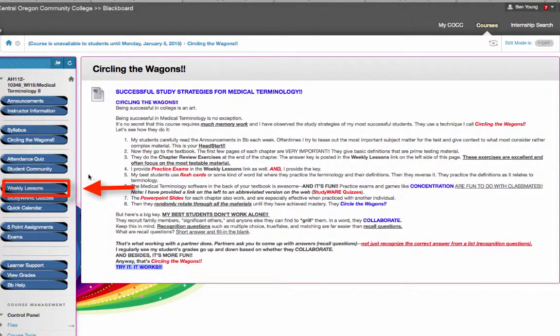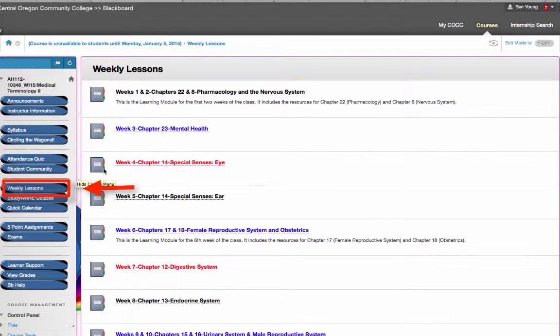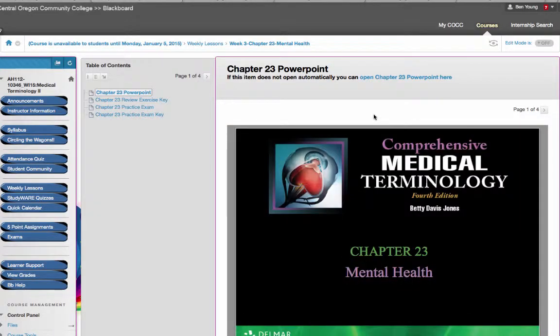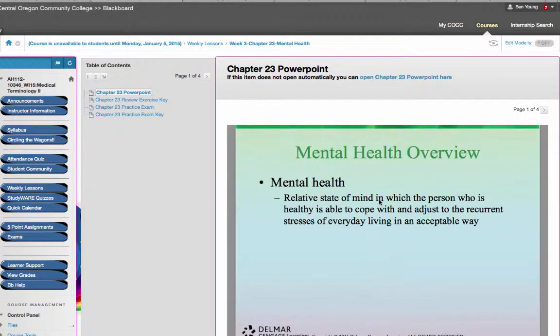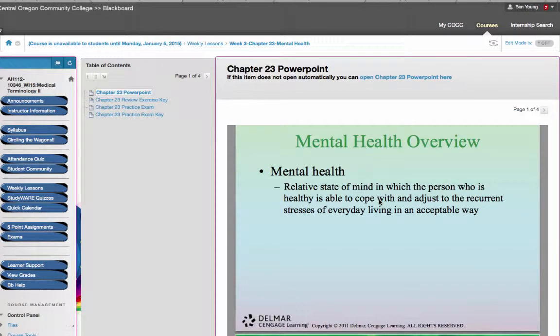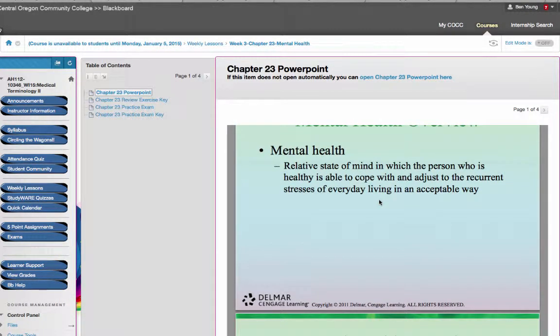Okay, let's take a look at the weekly lessons. So this is where I put many of these resources. I'm going to jump to the mental health chapter. And by default, it comes up with the PowerPoint. So this would be an abbreviated method of studying, perhaps something that you would do after you've read the textbook.